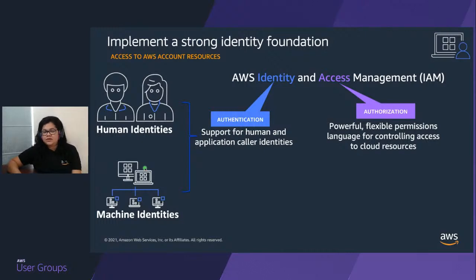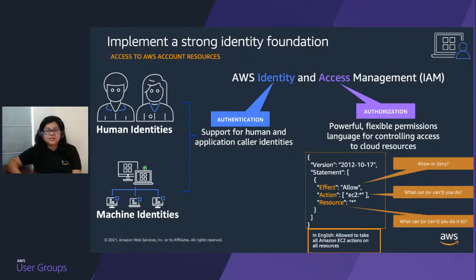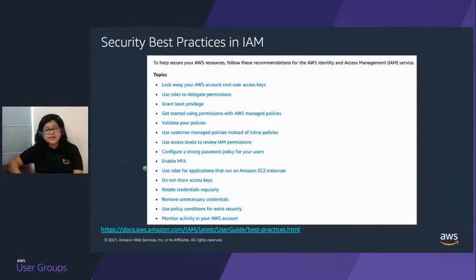Now you all know, hopefully with the IAM session, that you can write something in JSON and you provide access to these identities, that is, what can this identity do in your AWS environment. So that is identity and access management as a service. Do check out the security best practices for IAM.